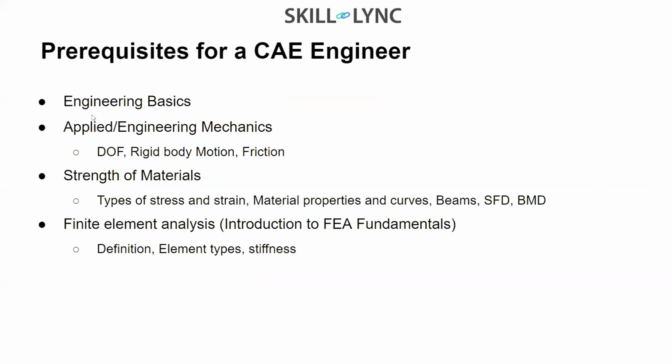So, prerequisites for a CA engineer. As I said, engineering basics, like applied engineering mechanics, degree of freedom, rigid body motion, friction. These are all the things which ideally you should have. Other than this, strength of material knowledge, like types of stresses and strains, material properties, curves, beams, shear force diagram, bending moment diagram. These are all the things which are required. Mechanics of materials and engineering mechanics, these two things are actually core. And you must have slight knowledge about finite element analysis, like what are the types of elements used, definitions, element types, stiffnesses.